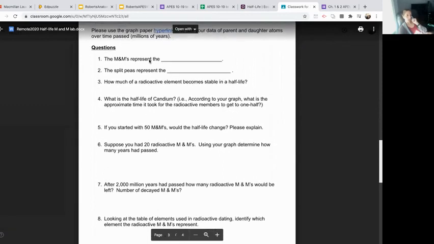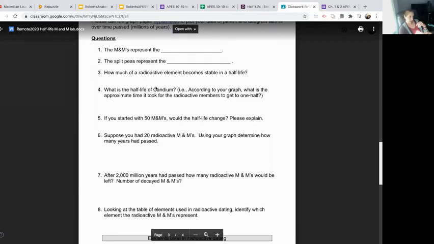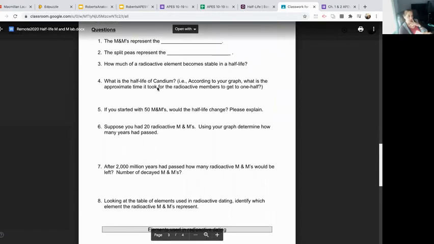So figuring out what the M&Ms, the pennies, or the Skittles represent. Of the vocab that we saw in that first Edpuzzle, what were those representing? And if you had split peas or dried beans and you used those, what was that supposed to represent? What's the idea behind what the parent atom becomes? Number 3, how much of the radioactive element becomes stable in a half-life? That's just using your graph and your data. What is the half-life of candium? This is according to your graph, so you're going to have to make a graph first.